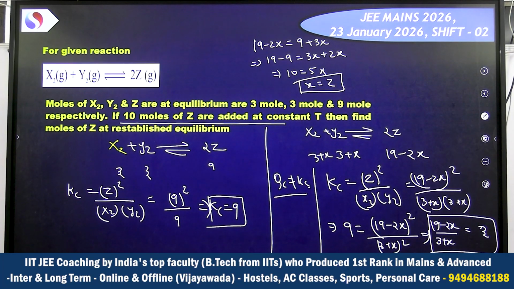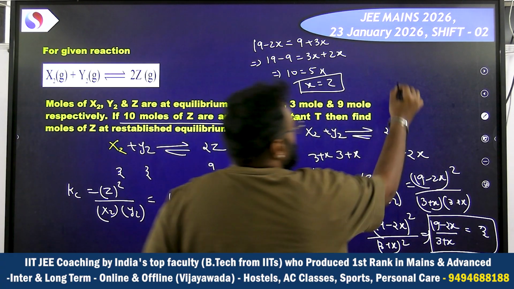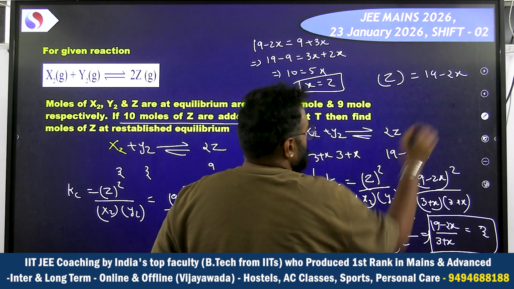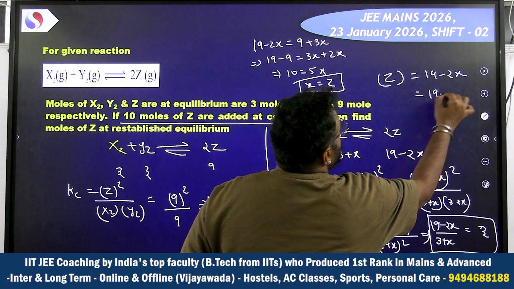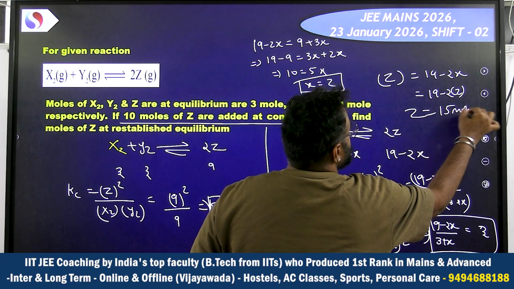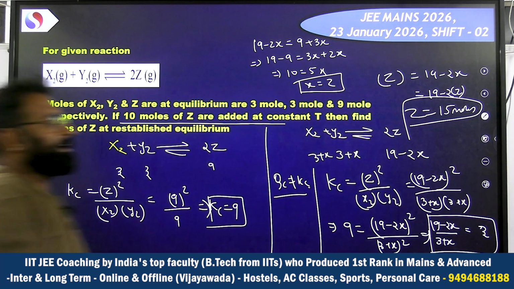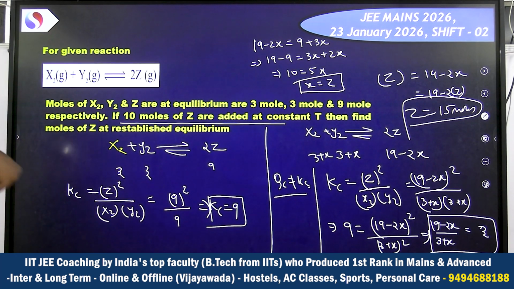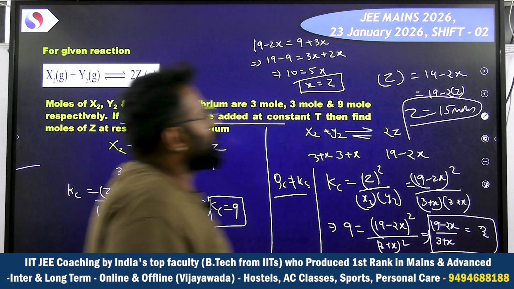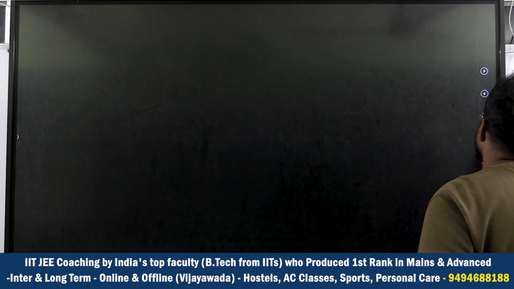So what you need to find? Find the moles of Z. So what will be the moles of Z? What is Z? Z is 19 minus 2x. So 19 minus 2 into 2, yani moles of Z is 15 moles. Bit lengthy question. Chalo, let us solve the next question.